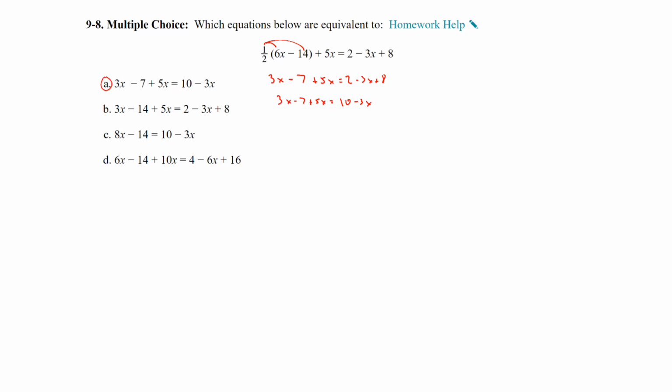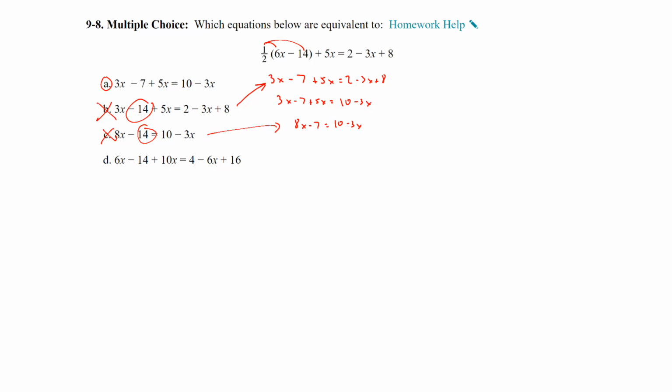On the next one, we have 3x minus 14 plus 5x is equal to 2 minus 3 plus 8. That wouldn't be right because that would be similar to this one right here, but it has minus 14 instead of minus 7, so that one's out. Let's go ahead and simplify. 3x plus 5x is 8x minus 7, and then we still have the 10 minus 3x, so once again, similar to this one, but it has minus 14 again, so that one's out.